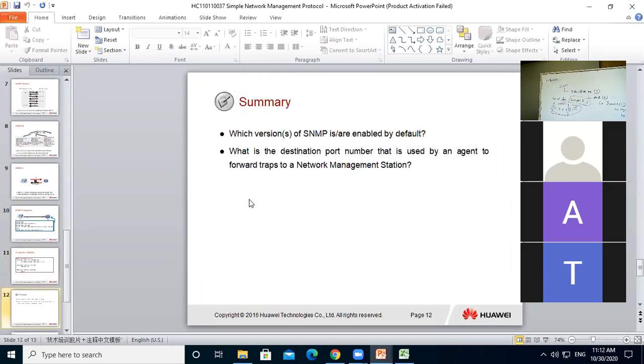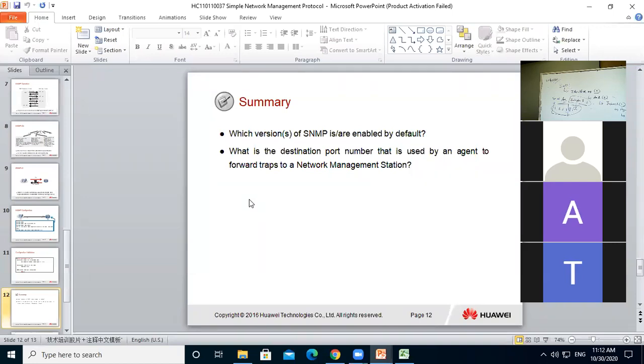Then after that, this is the question for this topic. Which version of SNMP is enabled by default? The answer for this question is all three versions. We did this just at the start: all three versions are enabled by default in the case of Huawei routers.